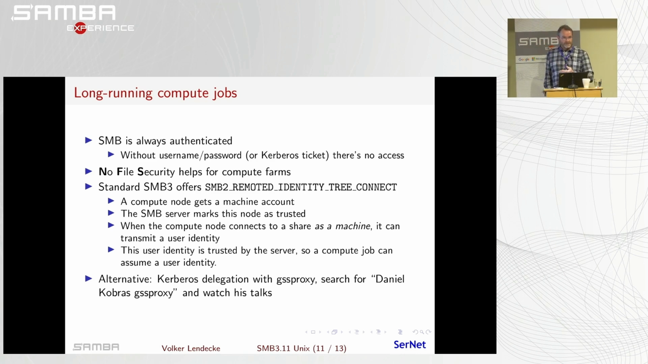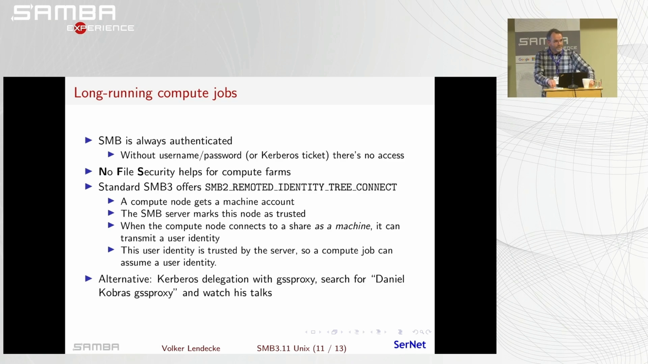What we could have done is this: the SMB protocol has an extension where a machine, like one of these 1,000 compute farm clients, can be given the privilege to impersonate users when accessing shares. That's the remoted identity tree connect. So the SMB protocol has an element where, when connecting to a share, the client can request, okay, I want to connect to this share, but under this identity, using these privileges. It's a standard SMB protocol element that, of course, needs special coding on both the client and server side, and that needs to be very carefully done.